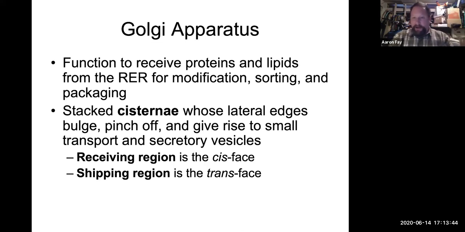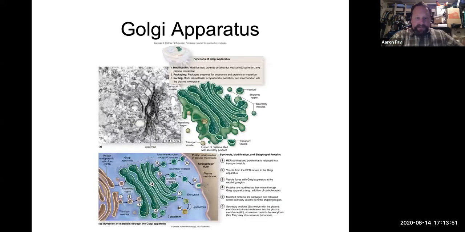Trans means opposite, or on the other side. The trans face would be on the other side from the nucleus. So this is what the Golgi looks like in a transmission electron micrograph image. Over here, we see the general layout of the cell, nucleus, rough ER that has been grayed out, and then the Golgi here is in green.